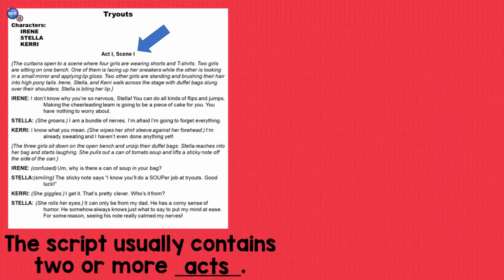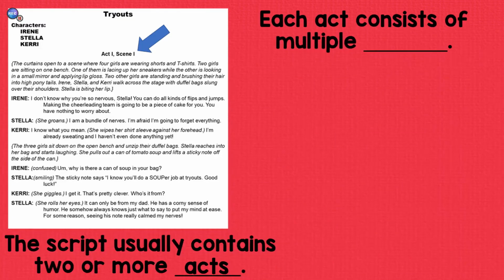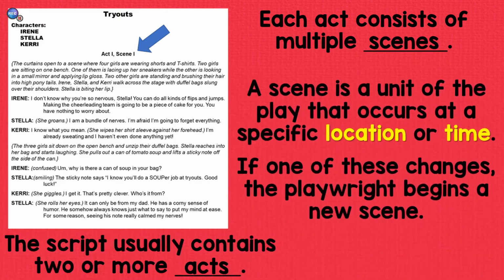Okay, so the script usually contains 2 or more acts, and each act consists of multiple scenes. A scene is a unit of the play that occurs at a specific location or time. If one of these changes, the playwright begins a new scene. So that would be the setting. If the setting changes, then the scene changes.